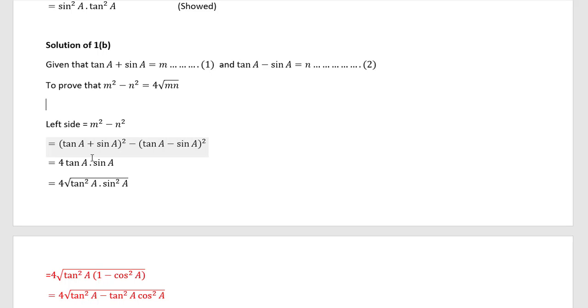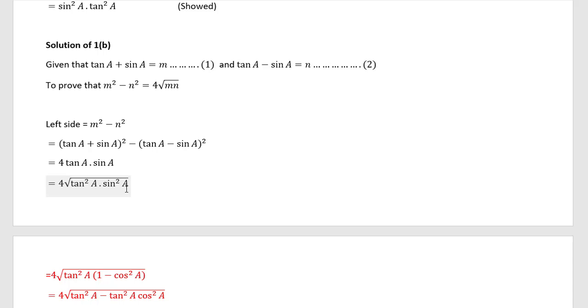This is the formula of 4ab. Therefore you can write it immediately like this: 4 tan A into sin A, or you can use the formula a plus b into a minus b. You will get this by applying this. Then 4 tan A sin A. Now we have written it like this: 4 root over tan square A into sin square A.